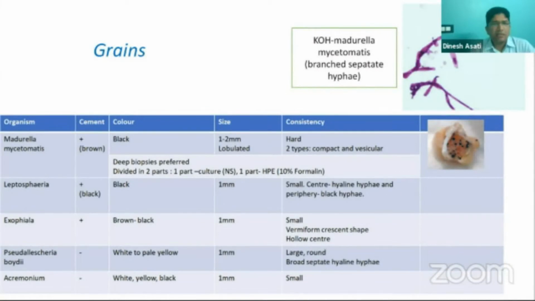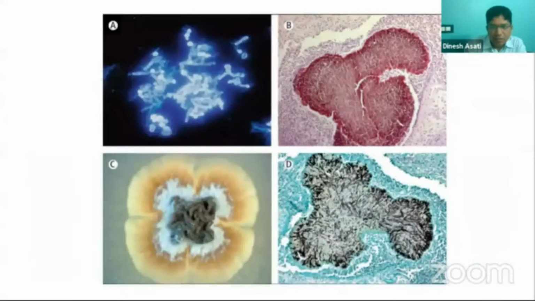Then various types of grains are described: black in Madurella mycetomatis, which is the most common cause, or Leptosphaeria, black again, and white to pale yellow in Pseudallescheria, and Acremonium, white to yellow again. So basically, this is just a hint, and then we have to confirm in the biopsy as well as in the culture. These are the microscopic views of the grains, and here we see that there is a collection of pinkish material around the grain. You can see it just at the periphery. This is caused by a collection of immunoglobulins. So it's also a very typical Splendore-Hoeppli phenomenon in certain grains.